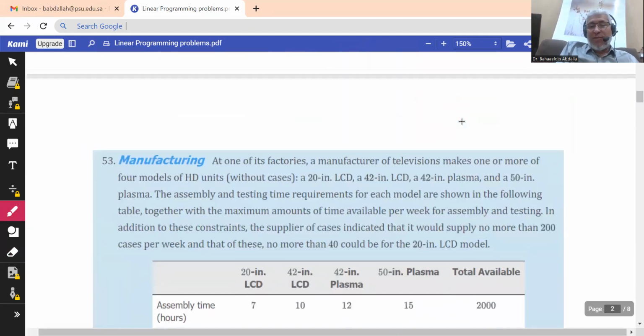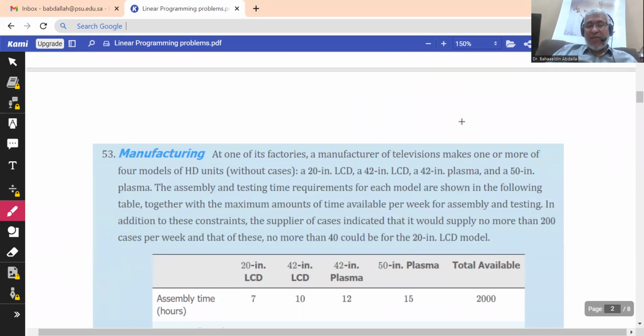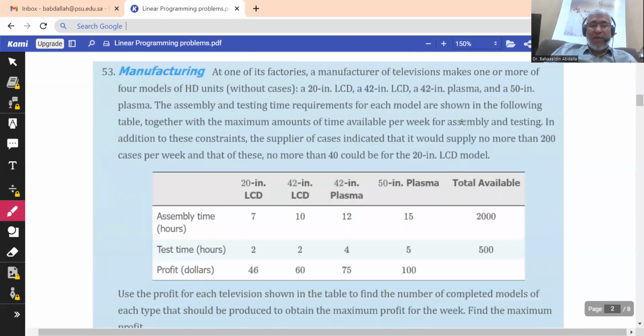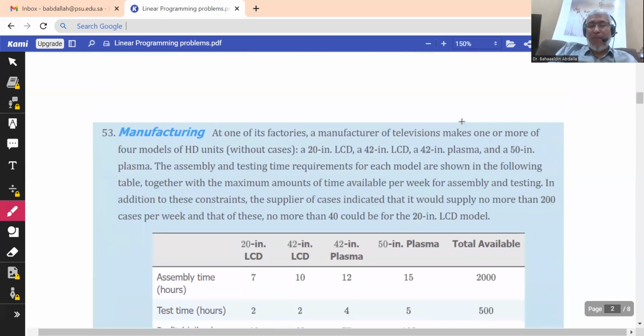The second question. At one of its factories, a manufacturer of televisions makes one or more of 4 models of HD units without cases. So we have 4 models: 20-inch LCD, 42-inch LCD, 42-inch plasma, 50-inch plasma. Four types, 4 models of televisions.